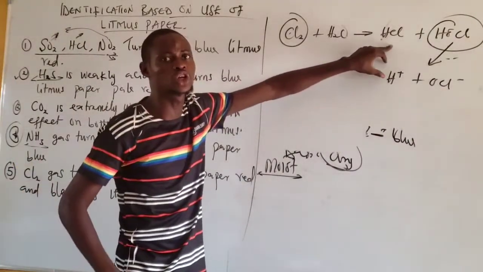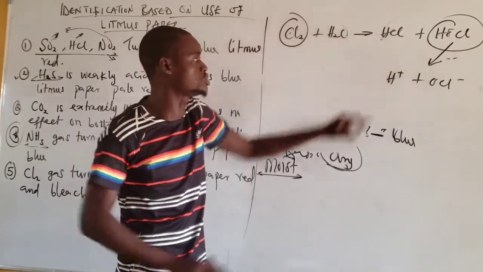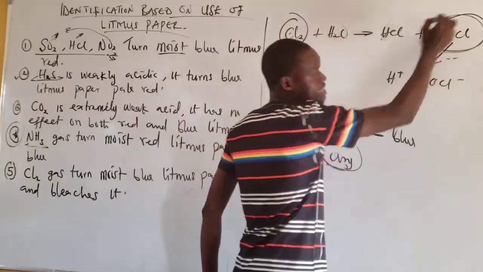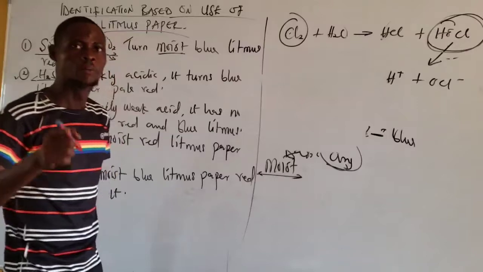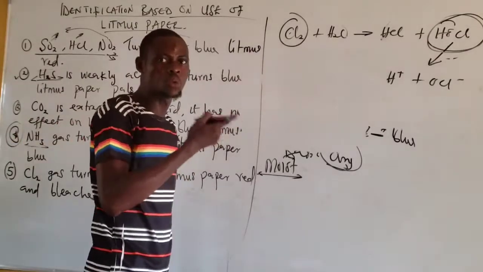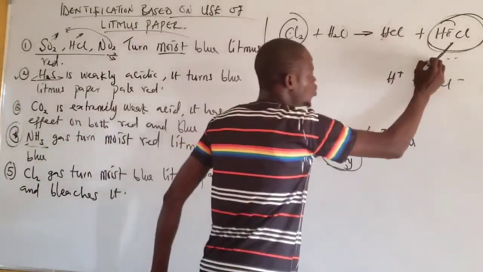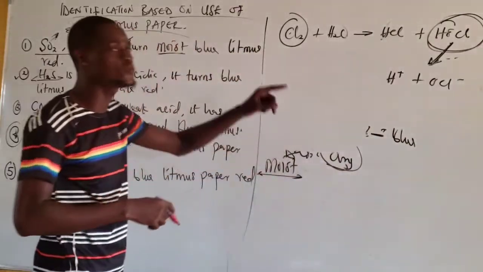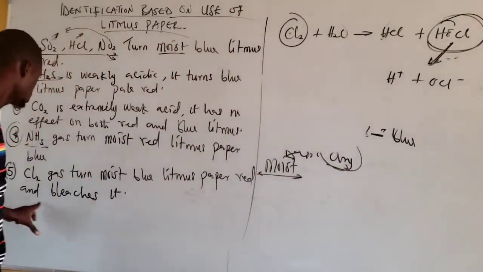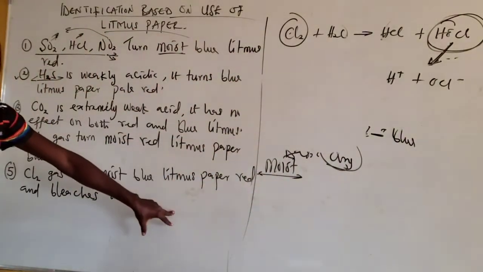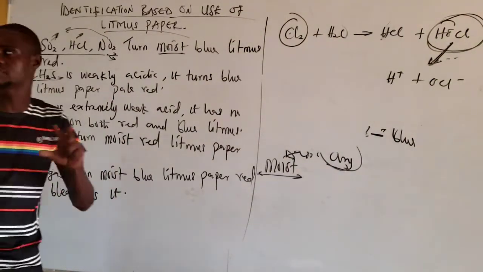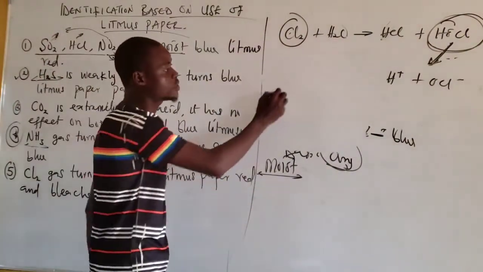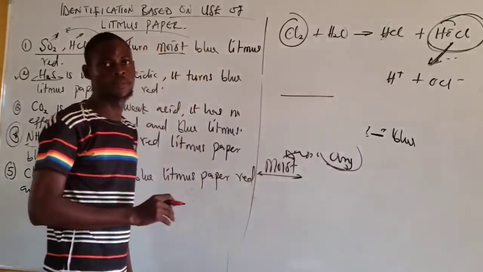So when chlorine gas is reacted with a blue litmus paper, it will form this solution here, whereby hydrochloric acid will be produced, and then hypochlorous acid will also be produced. But after some while, the hypochlorous acid will convert the red litmus paper back. It is going to bleach the red litmus paper completely.